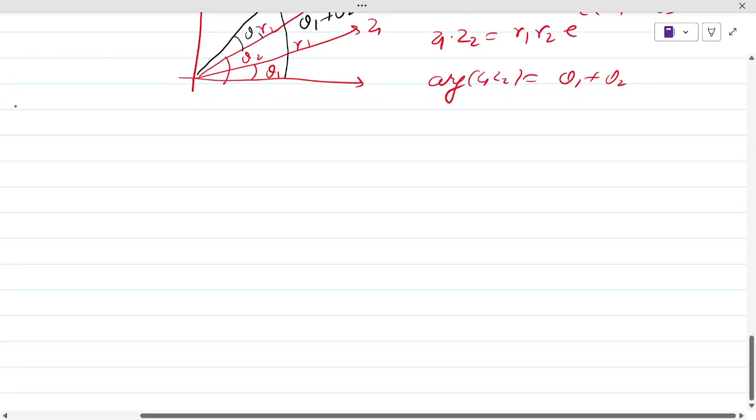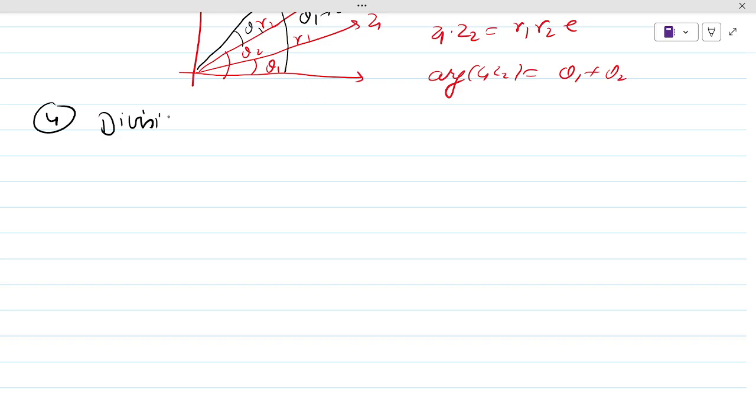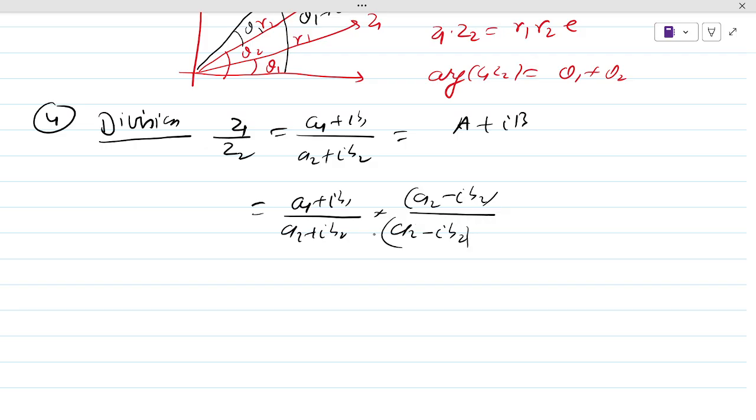Now let's talk about the division of a complex number. Algebraically, we can say that z1 upon z2 is (a1 plus ib1) upon (a2 plus ib2). Since we want a complex number in the form of a plus ib, we will rationalize this part. We multiply a1 plus ib1 upon a2 plus ib2 with (a2 minus ib2) upon (a2 minus ib2). That is called rationalization.